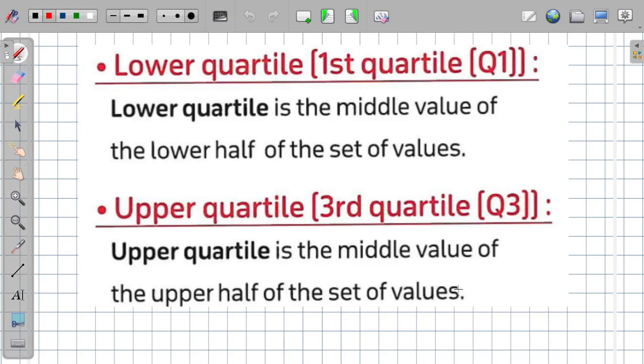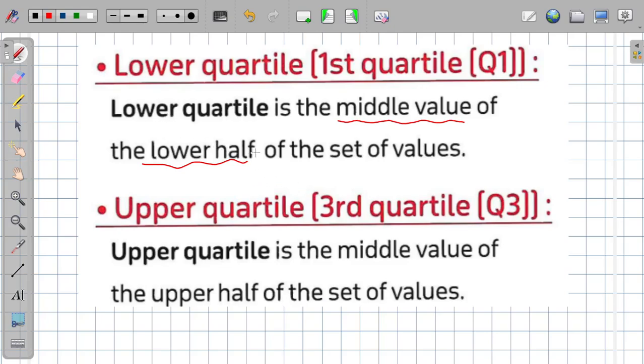What is the meaning of this? The lower quartile, or I can say the first quartile or Q1, is the middle value of the lower half of the set of values. Listen, the middle value of the lower half of the set of values.